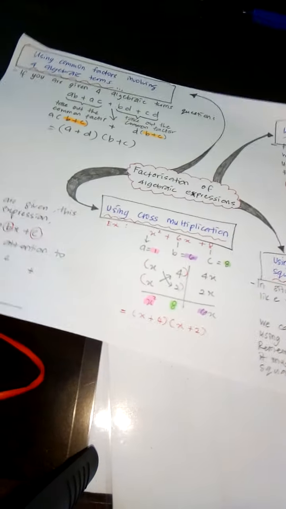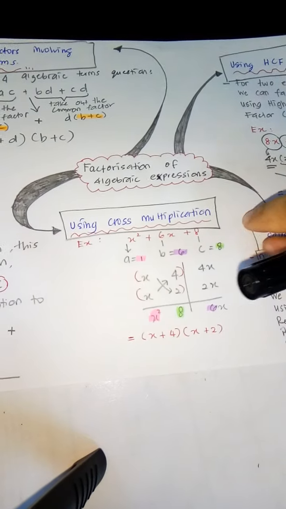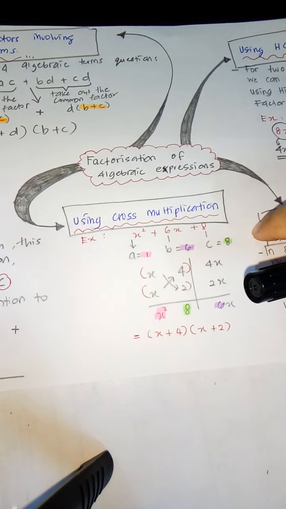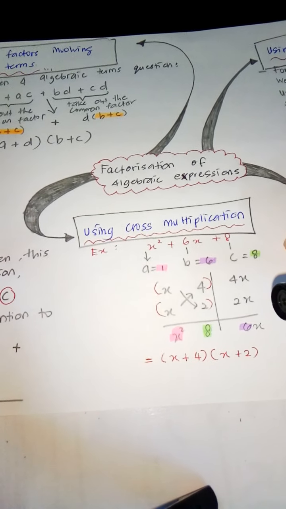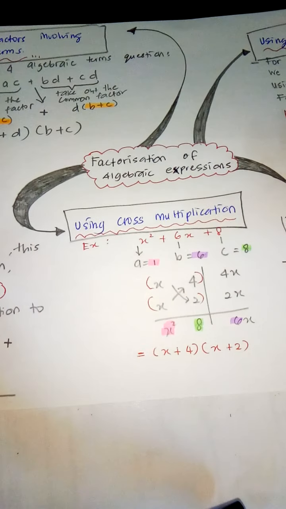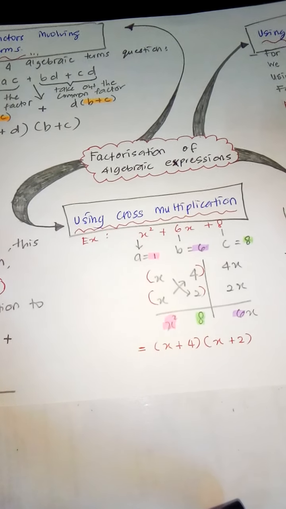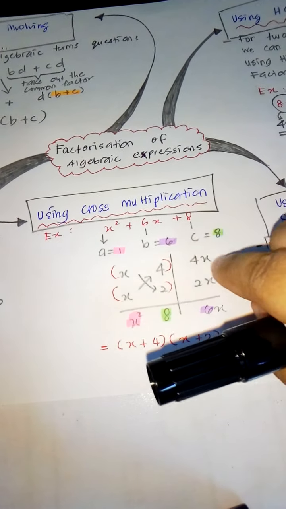So we are heading for the third. Yes, the third one. This one is quite complicated, but somehow we had covered it during the class. I just hope that you still remember. Because this is only revision. So using cross multiplication. Do you guys remember this?